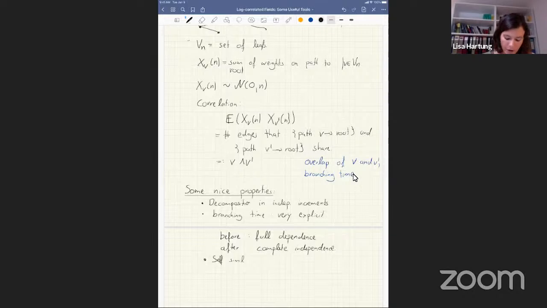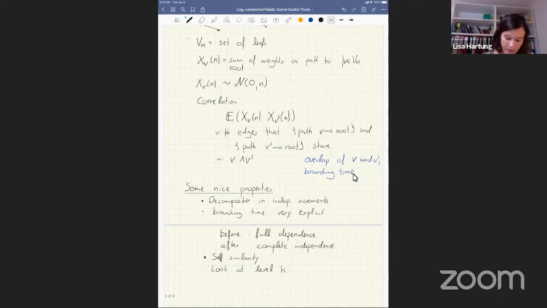Namely, if I look at some level k of this tree, and I start from there and want to go up to a time n, then what I see is 2 to the k copies of branching random walks that are still running up to time n, so that in total I have n generations. So these have n minus k.